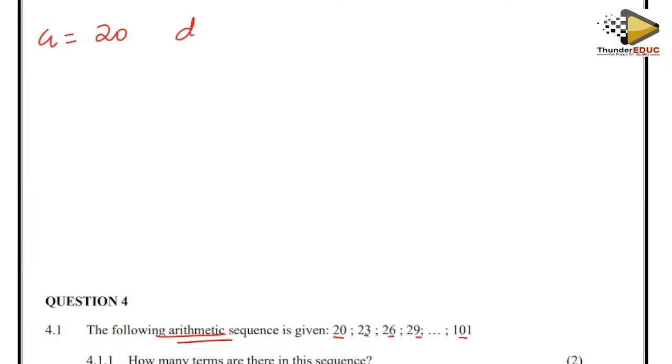Then what is our d? So remember I said for us to get d, you can get T2 minus T1 or T3 minus T2, the difference between two consecutive terms. So this is going to be 23 minus 20, which is 3. So our d is 3. And then besides that, we have the last term, which in this case we're just going to call Tn, is 101. Now for us to get the number of terms, how many, that will be the n in question.